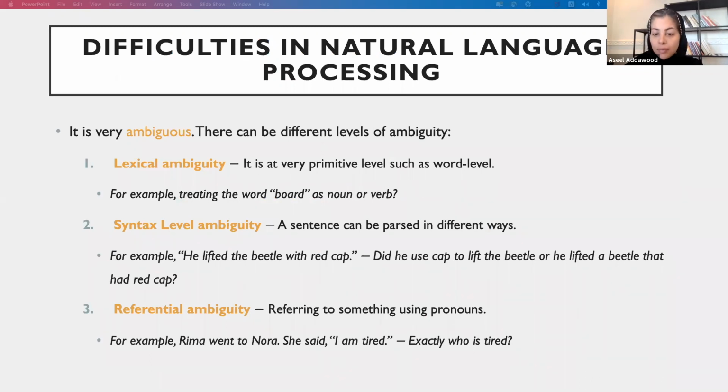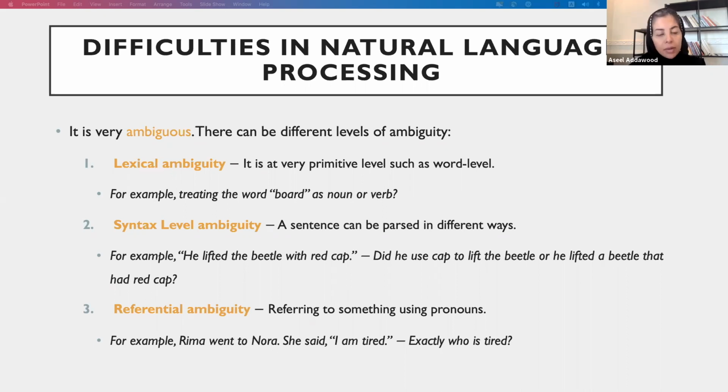If we go there, one of them is lexical ambiguity. For example, the word board, is it a noun or a verb? Another ambiguity level is syntax level ambiguity. How can I resolve that? Another difficulty with working with language is referential. If I am referring to someone in my speech, how can the machine understand which person I'm referring to?